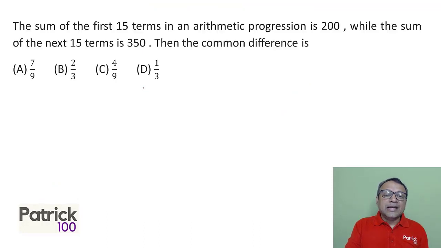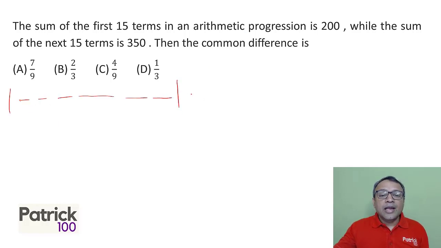Okay, let's look at the next sum. Sum of the first 15 terms of an arithmetic progression is 200. What will be the sum of the next 15? So we have 15 terms, and then the next 15 terms. So you have the first to 15th term, and the average is the middle term. I always start arithmetic progression with the average.